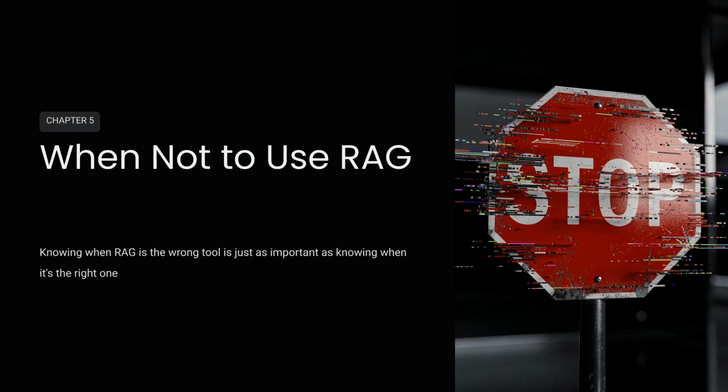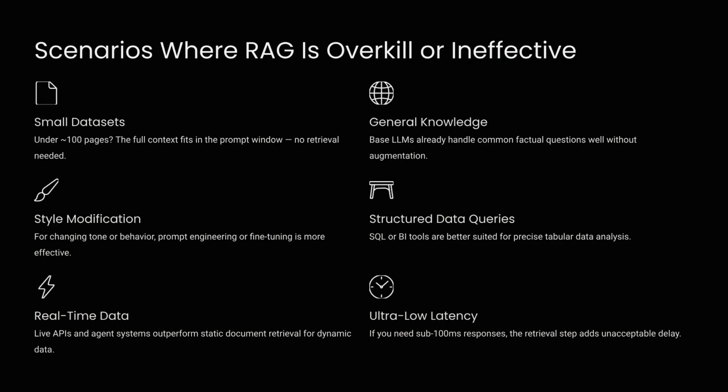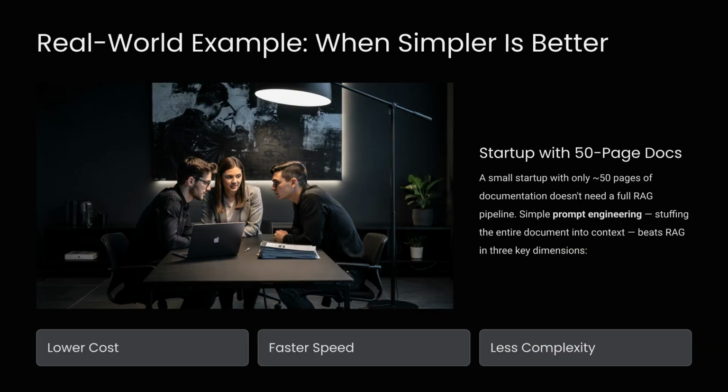Chapter 5 focuses on when not to use RAG. Knowing when it's the wrong tool is as crucial as knowing when it's the right one. RAG can be overkill for small datasets where the full context fits in the prompt window, and ineffective for general knowledge or style modification. It's also often outperformed by SQL tools for structured data, or APIs for ultra-low latency, real-time data. A real-world example is a startup with only about 50 pages of documentation. Simple prompt engineering, by stuffing the entire document into context, is better than a full RAG pipeline, offering lower cost, faster speed, and less complexity.